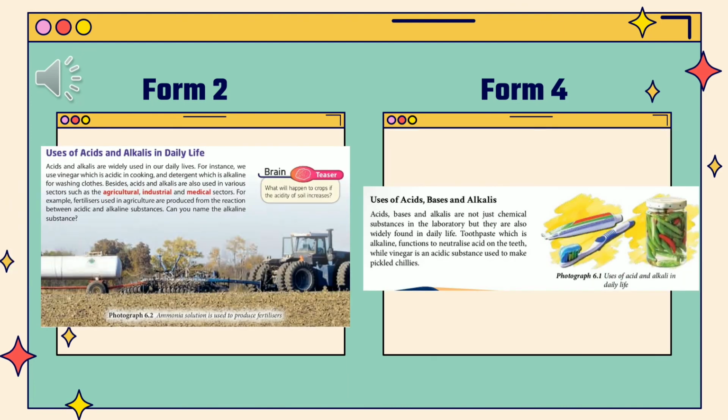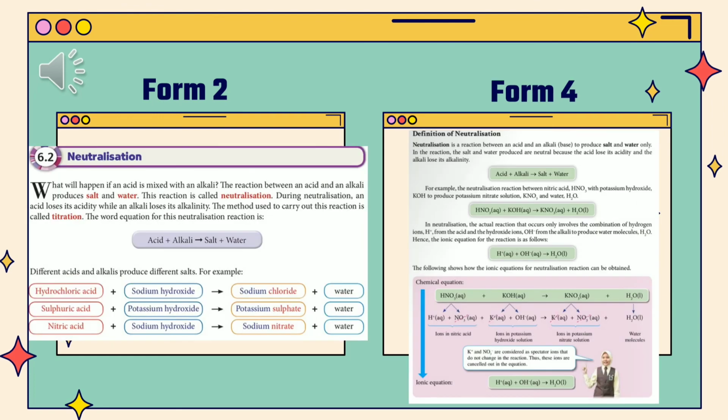In lower form, students are exposed to the uses of acids and alkalis in daily life, where they use acids such as vinegar in cooking and alkalis such as detergent to do laundry. Students will remember something more effectively when the lesson is compared with and used in their daily life. Don't you think so?